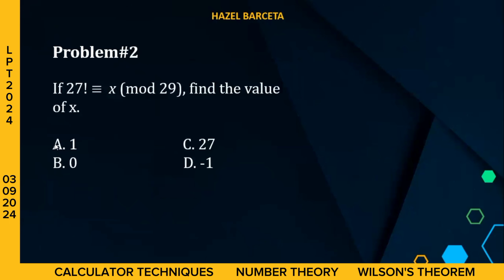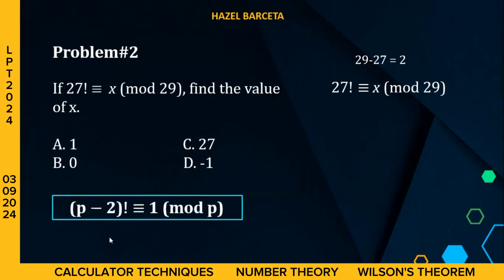Problem number 2. If 27 factorial is congruent to x mod 29, find the value of x. So, copy po natin. X po ulit. Ano nga po ang una nating i-consider? Yung difference po nila. So, we have 29 minus 27 is equal to 2. Hence, case 2. And here is the formula. P minus 2 factorial is congruent to 1 mod P. Ano nga po dapat si P? Positive prime number. And check naman po.